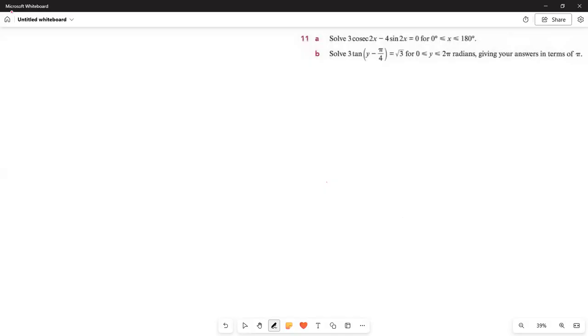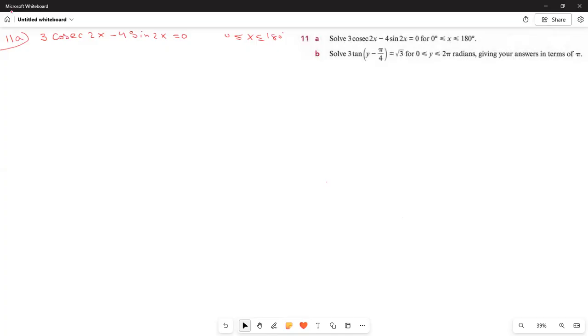We will be doing question number 11. So 11a, I will start first. We have to solve this equation: 3 times cosecant 2x minus 4 times sine 2x equals 0. And we have to look for the solution in the range where x is between 0 and 180 degrees.